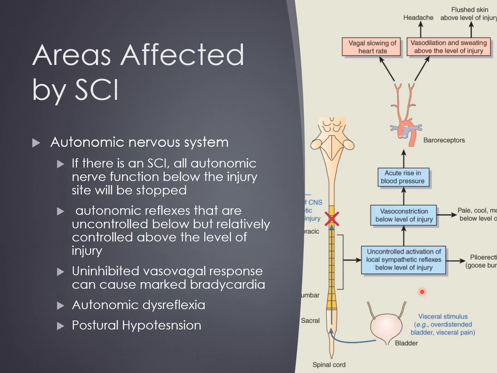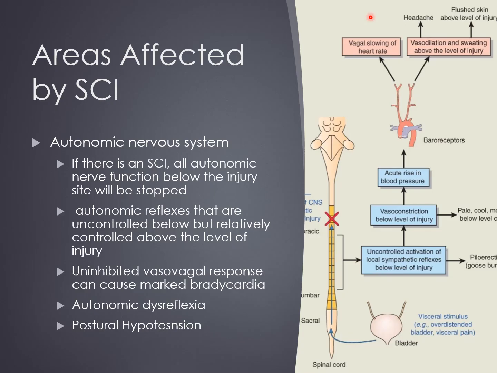What we get are autonomic reflexes uncontrolled below the level of the injury, but controlled above the level of injury. This can cause things like uninhibited vasovagal responses that can cause marked bradycardia in our patients. It can also cause a condition called autonomic dysreflexia. This represents an acute episode of exaggerated sympathetic reflex responses, usually in people with injuries at T6 and above.